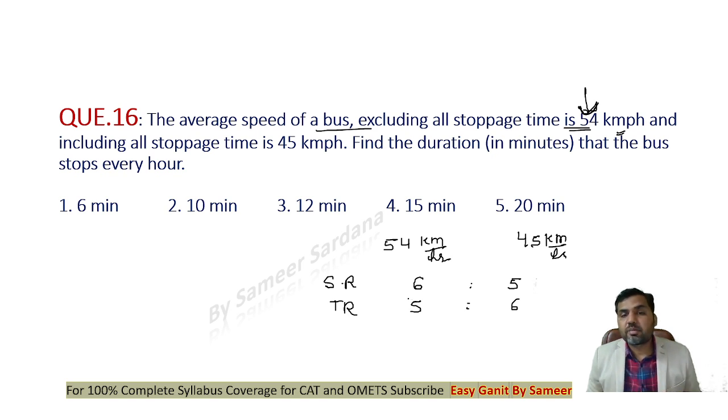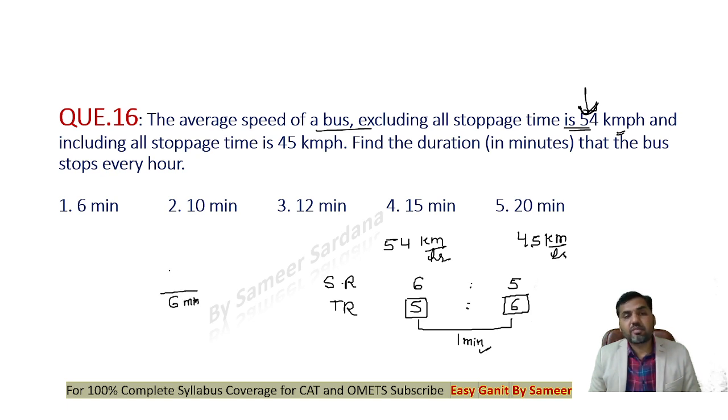That means, if I exclude all the stoppages, I will be taking 5 minutes to travel the distance. But if I include the stoppages, in that case I'll be taking 6 minutes to travel the distance. So instead of 5 minutes, I'm now taking 6 minutes. So what is the stoppage time? You can see that 1 minute is the stoppage time. So out of every 6 minutes, I'm actually traveling for 5 minutes and stoppage time is 1 minute.